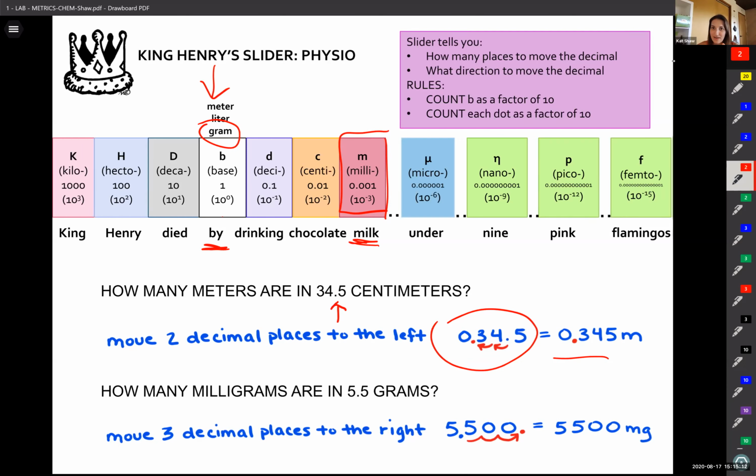We're going the opposite direction now with our decimal point. Rather than moving it to the right, we're moving it to the left. And we're moving it 1, 2, 3 decimal places to the left. Remember, we don't count our starting point. Here our gram, but we count deci, centi, and milli. 3 decimal places to the left. So we take that 5.5 and move our decimal point 3 places to the left, and we get 5,500 milligrams.